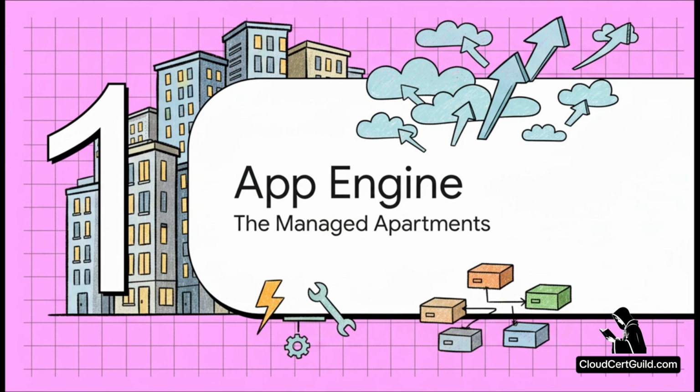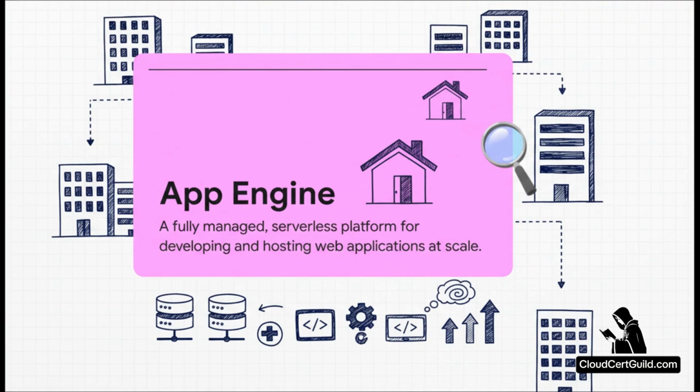I want you to think of this one as the managed apartments. This is what we call a platform as a service, or PaaS, and its whole reason for being is to make your life way, way easier. With App Engine, Google is basically your building manager. They take care of all the annoying stuff, right? The servers, the security patches, the health checks, making sure everything scales up when you get a ton of traffic, all of it. You just get to focus on your code, the cool stuff you're putting inside your apartment. You let the platform handle the plumbing.